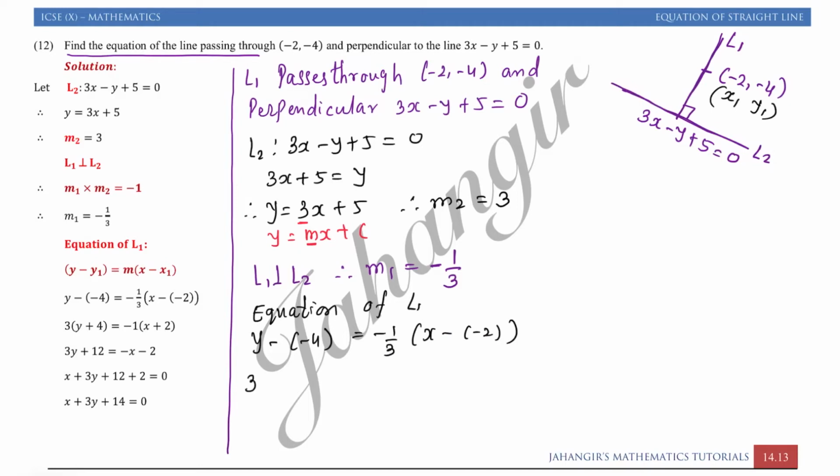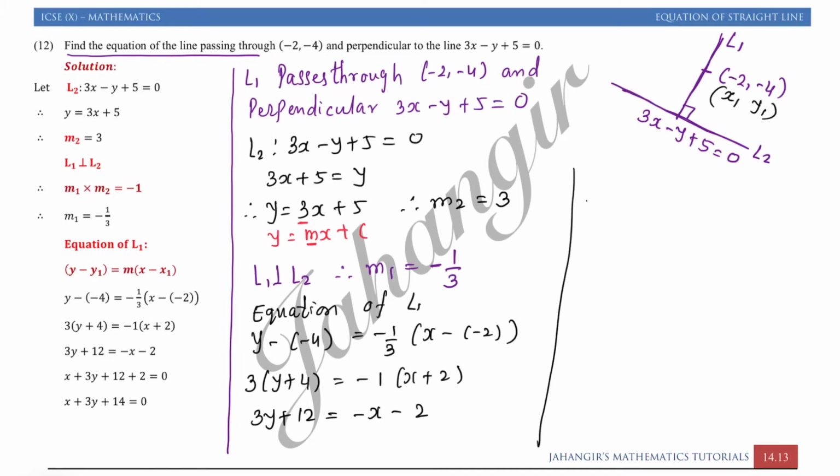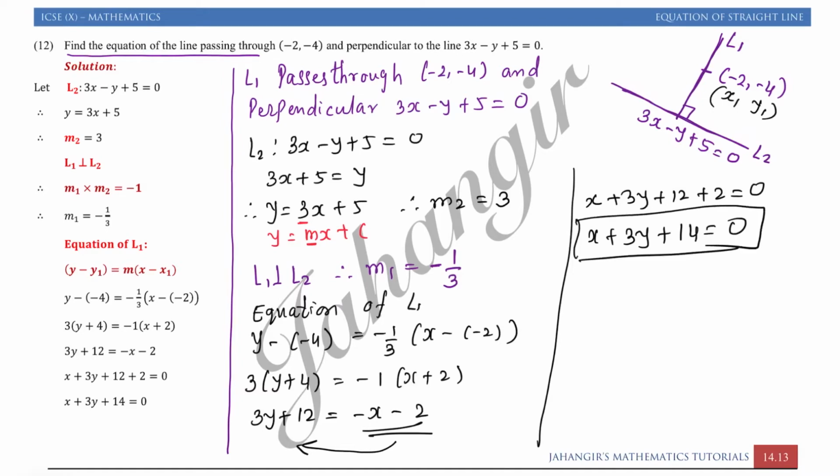So you can cross multiply: 3 into y plus 4 is equal to minus 1 into x plus 2. 3y plus 4 3s are 12 is equal to minus x minus 2. You can take x to one side, x plus 3y plus 12 plus 2 is equal to 0. All terms should be shifted to the other side. Keep x positive, keep the coefficient of x positive. This is our equation of line.